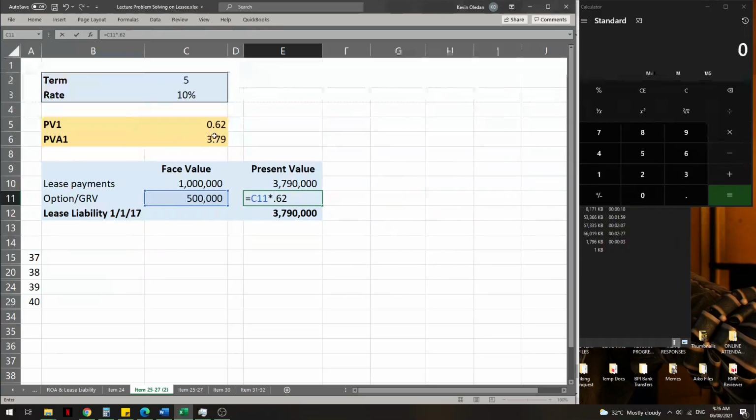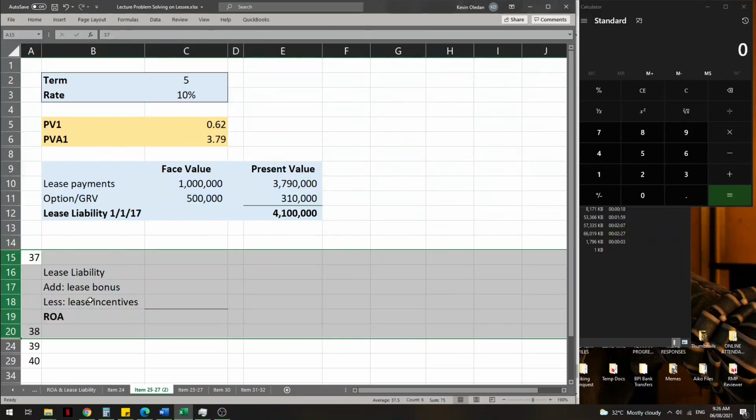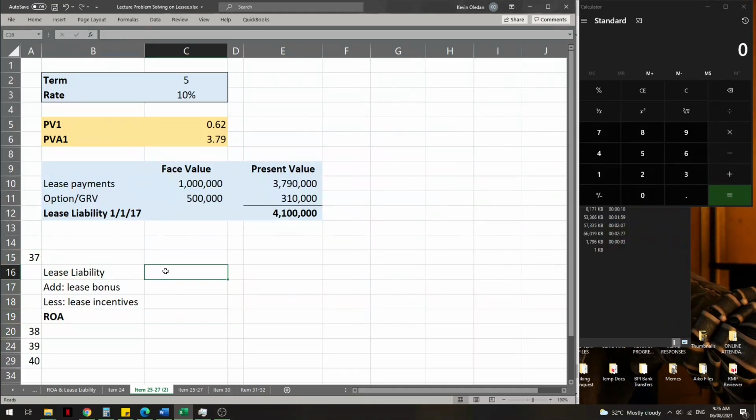We use PV of 1 here because the option is a lump-sum payment. It's not like our lease payments. Our lease payments is an annuity every year. So, ito po. In total, meron tayong lease liability equal to 4,100,000 as computed. And when we try to compute for ROA, it is going to be included here.